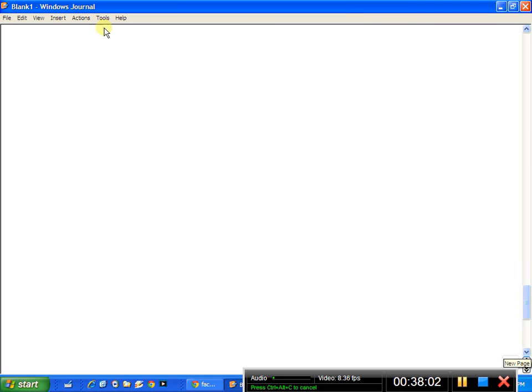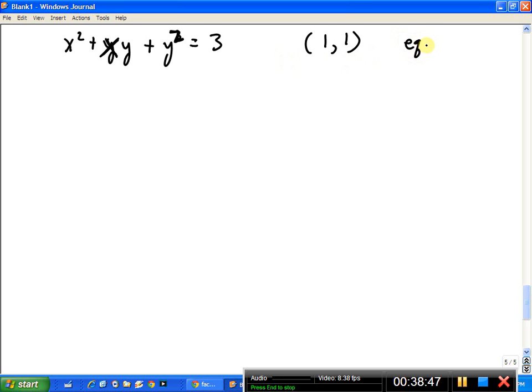Okay, so the problem is x squared plus xy plus y squared equals 3. Oh, no, that's y squared, sorry. X squared plus xy plus y squared equals 3. And they're giving us a point (1, 1). And the problem says, use implicit differentiation to find an equation of the tangent line to this curve. So, equation of the tangent.